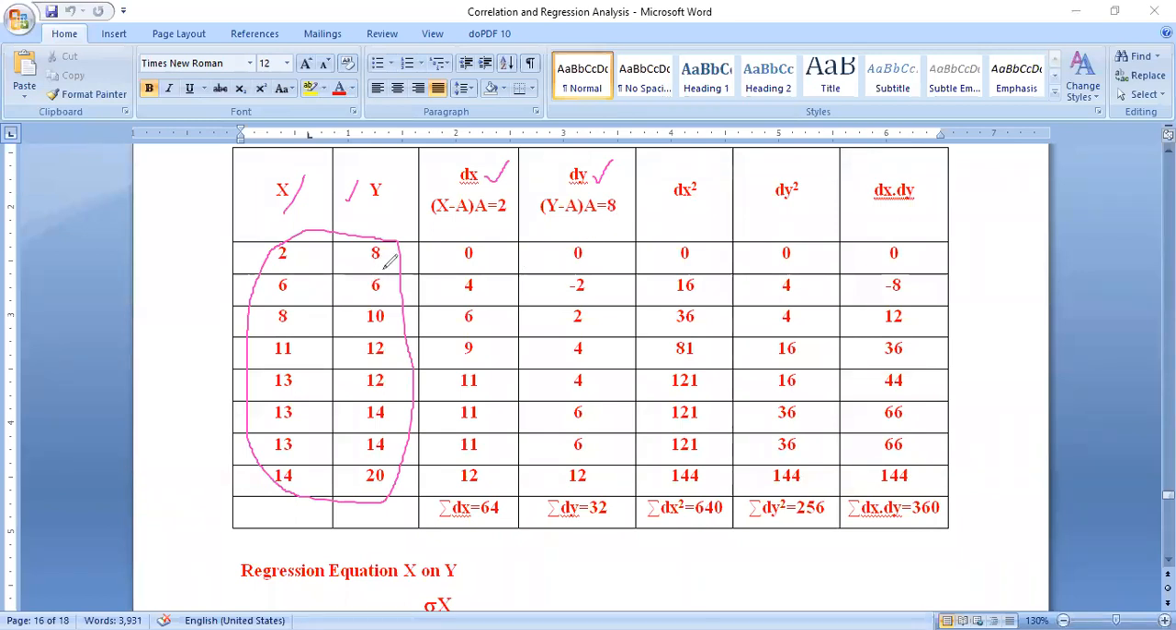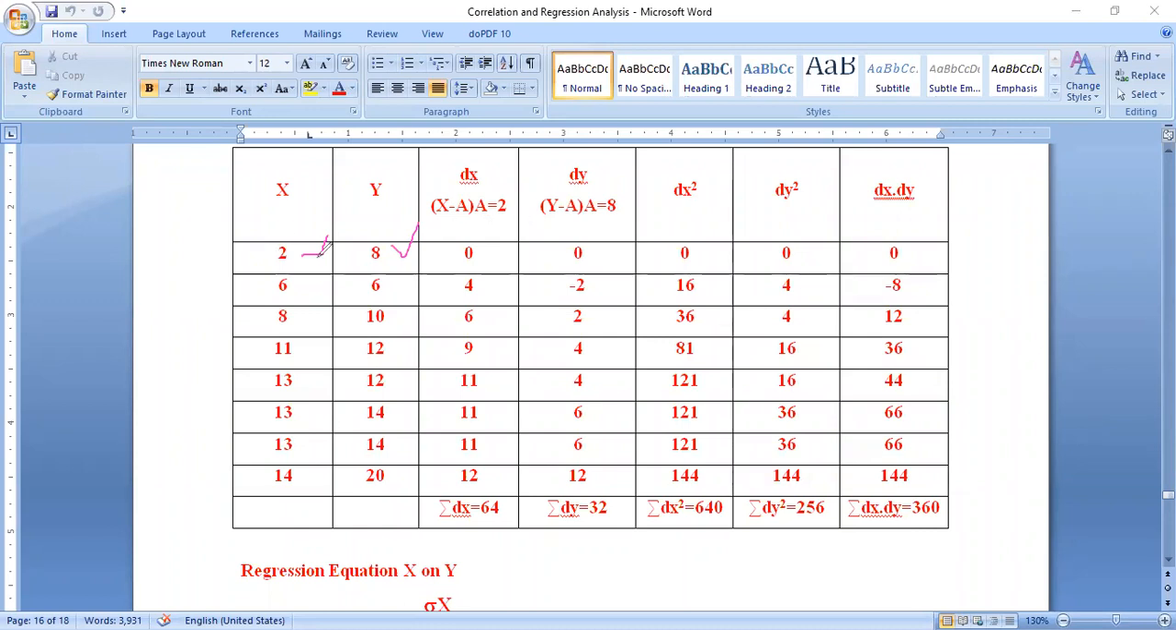Assumed mean means that while calculating dx, from these x variables you can take any number, either 2 or 6 or 8 or 11 or 13 or 14. That is up to you. So I am taking a equal to 2 here. And for y minus a, again a is equal to 8. With these values, we are going to start the problem now.